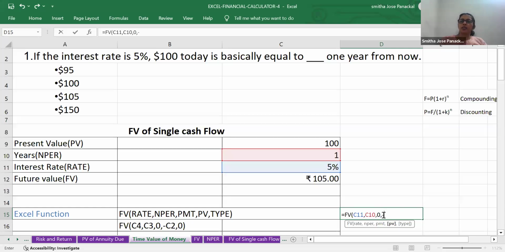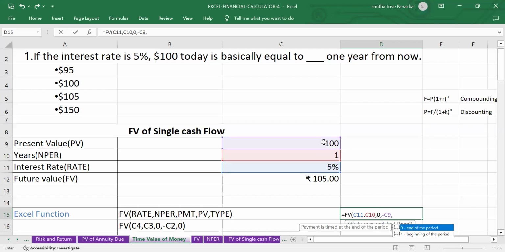Then select that cell. That is why PV is given as minus C9. Then put a comma. Then here, type is also 0. Type is also applicable for an annuity payment. Here, this is not an annuity payment. This is a lump sum. 0 means end of the period, and that too is applicable for the annuity. Here in lump sum payment, you can take it as 0. Put a 0 here. Then close the bracket and press enter key.